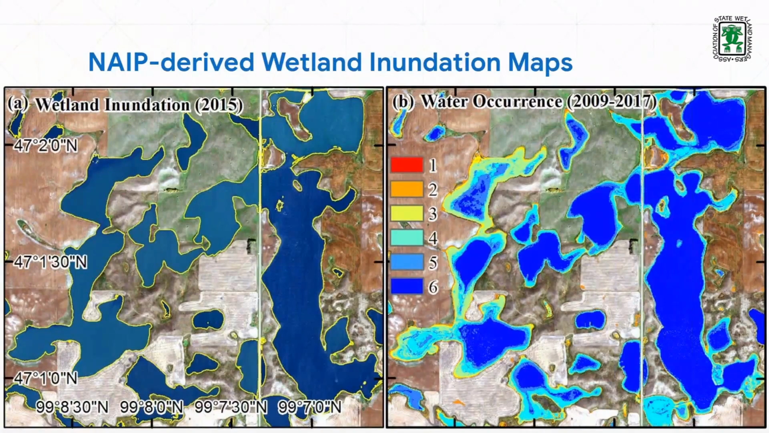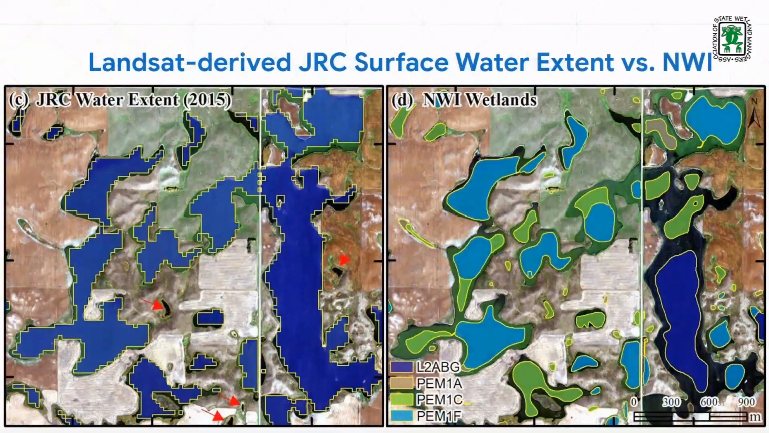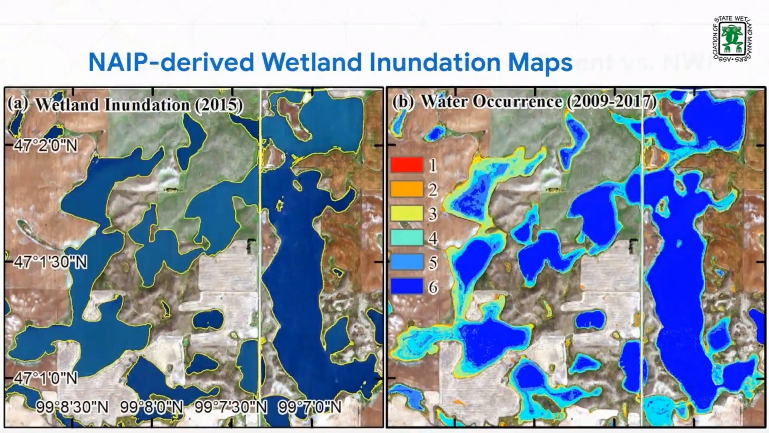So we can clearly see that we have a better wetland inundation map compared to, for example, here is the JRC water extent and also the NWI. So I'm going to show you what the differences are.